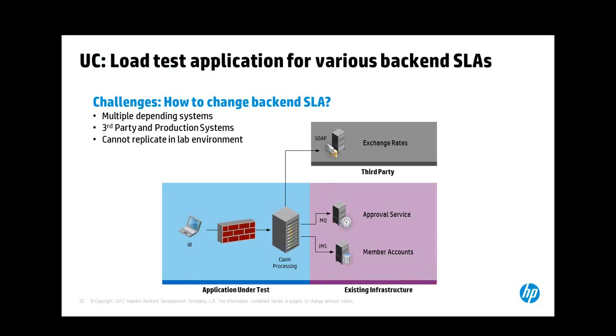But what is our challenge in our testing environment is that we first have multiple dependent systems that are being called from our application. That is about the claim processing. We have one third-party production system. We basically are not allowed to do performance testing at all, and it's very hard to replicate all of this in our lab environment or testing environment. So we have a huge trouble.